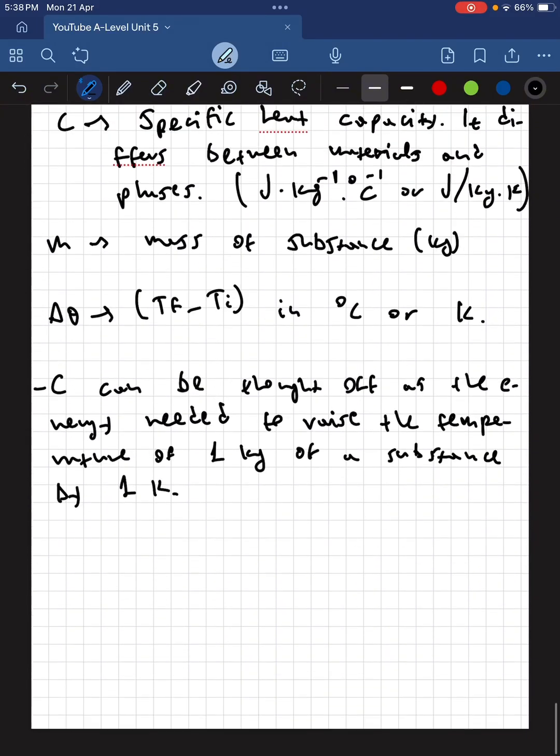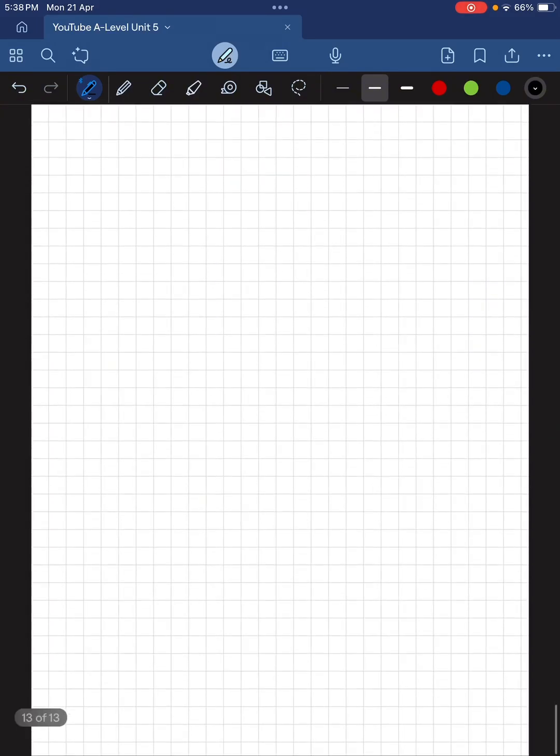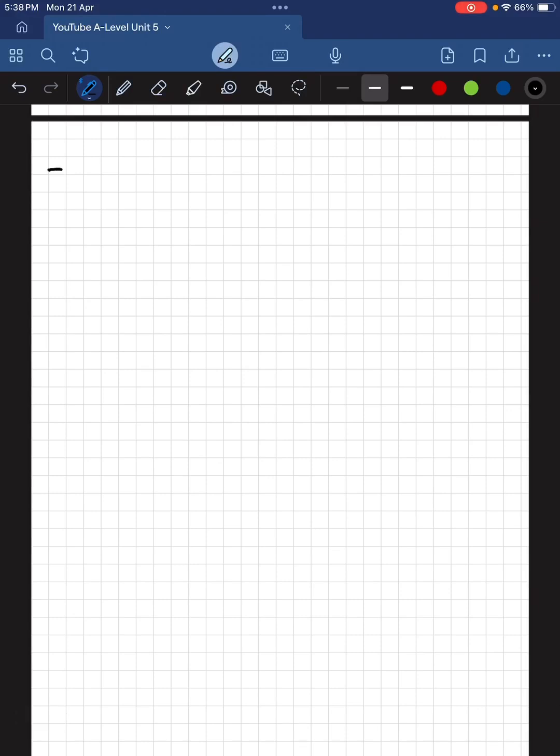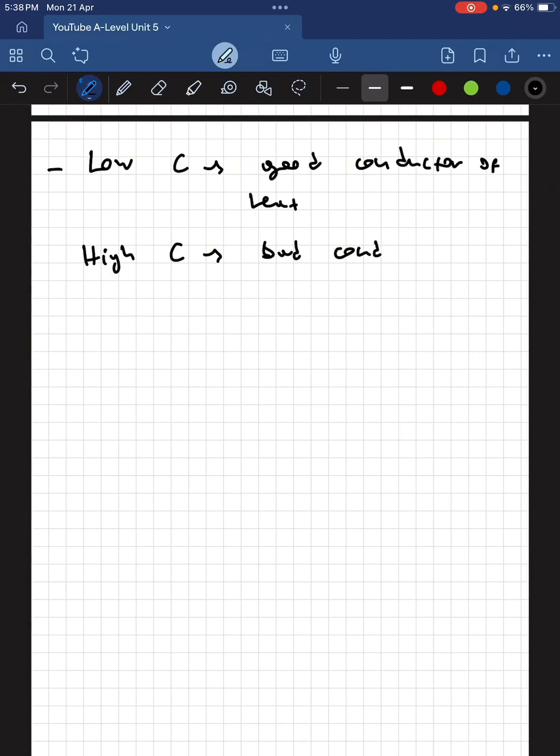What do I mean by that? Let's use a new page. So low specific heat capacity means that we have a good conductor of heat. These are your metals, for example. Metals have a low specific heat capacity. We can provide very little heat and they heat up really fast. And then high specific heat capacity means a bad conductor of heat.